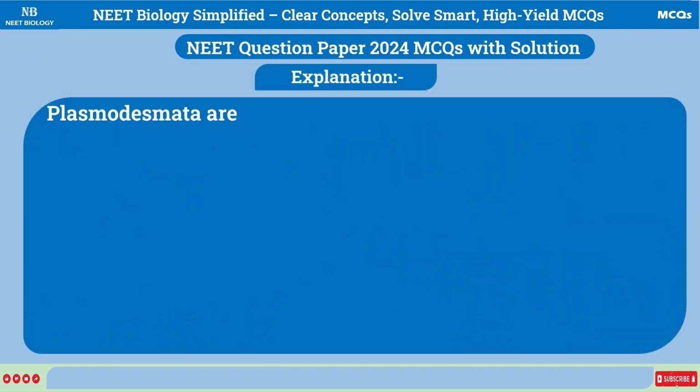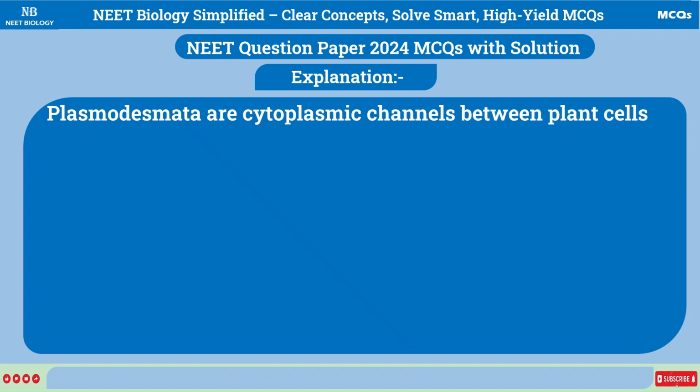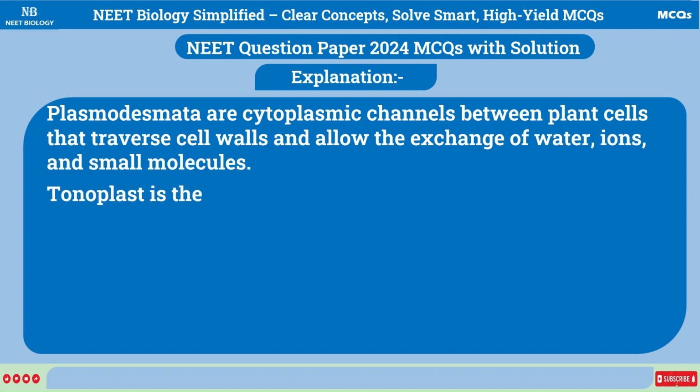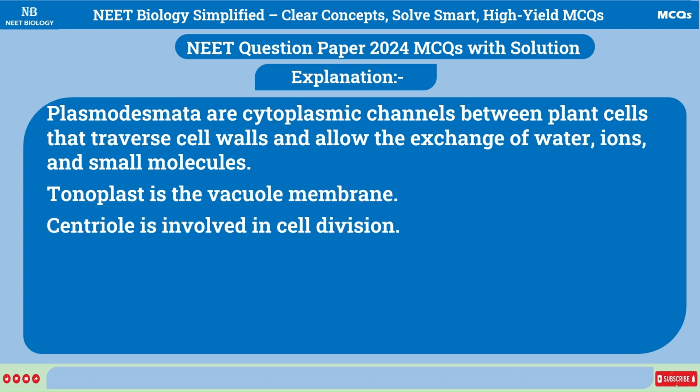Explanation: Plasmodesmata are cytoplasmic channels between plant cells that traverse cell walls and allow the exchange of water, ions, and small molecules. Tonoplast is the vacuole membrane. Centriole is involved in cell division. Desmosomes are cell junctions in animal cells.